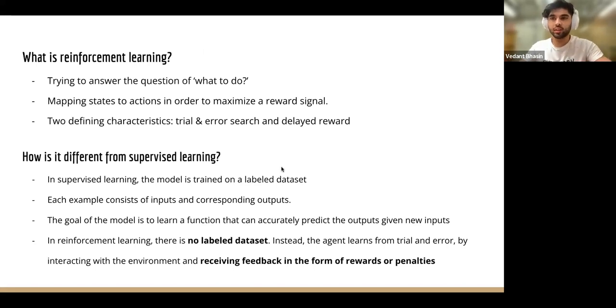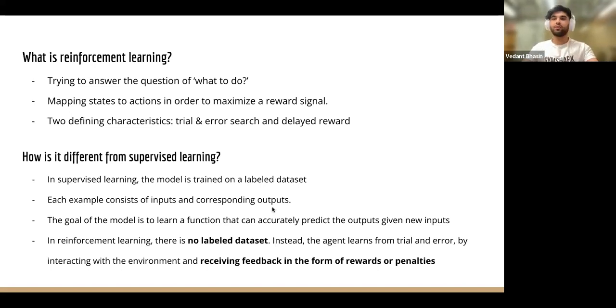Okay, so what is reinforcement learning exactly? There's one fundamental question that we're trying to answer, and it's what to do, and more specifically, what to do given a current state. So we're trying to map states to actions, and to motivate that, we're trying to maximize a certain reward signal. There are two defining characteristics you can think of: trial and error search, where we're actually interacting with the environment to get certain rewards, and delayed reward, which is that we also take into account rewards that aren't immediate from one transition, but also further down the line in time.